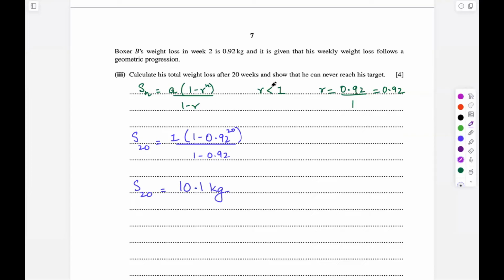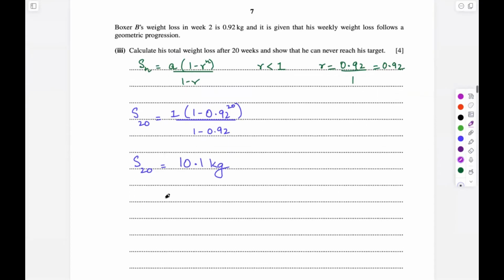Now, we have to show that he can never reach his target. So basically it is talking about even if n is very large, what will the sum be? That means we have to find the sum to infinity. The formula for sum to infinity is a upon 1 minus r. Just to understand this, we know that the sum formula is a into 1 minus r to the power n upon 1 minus r.